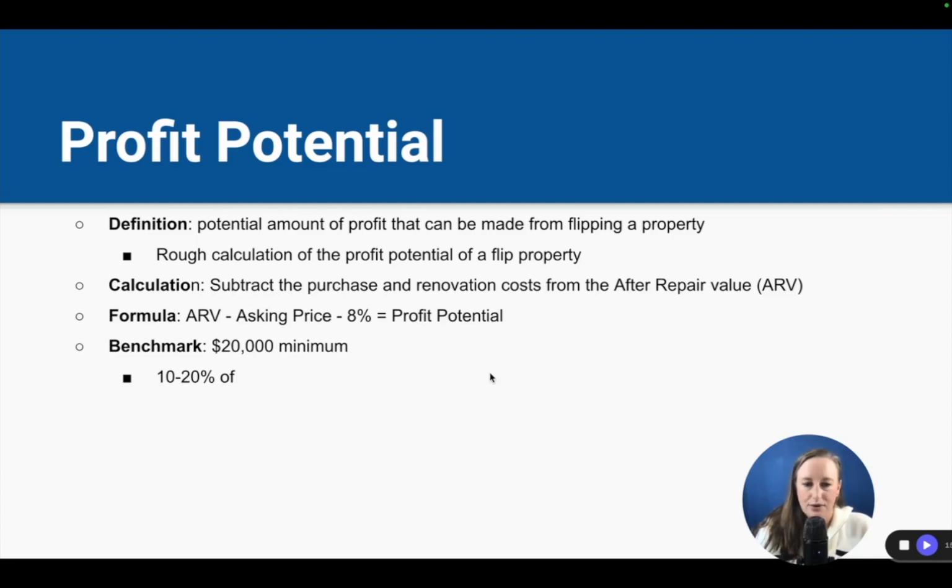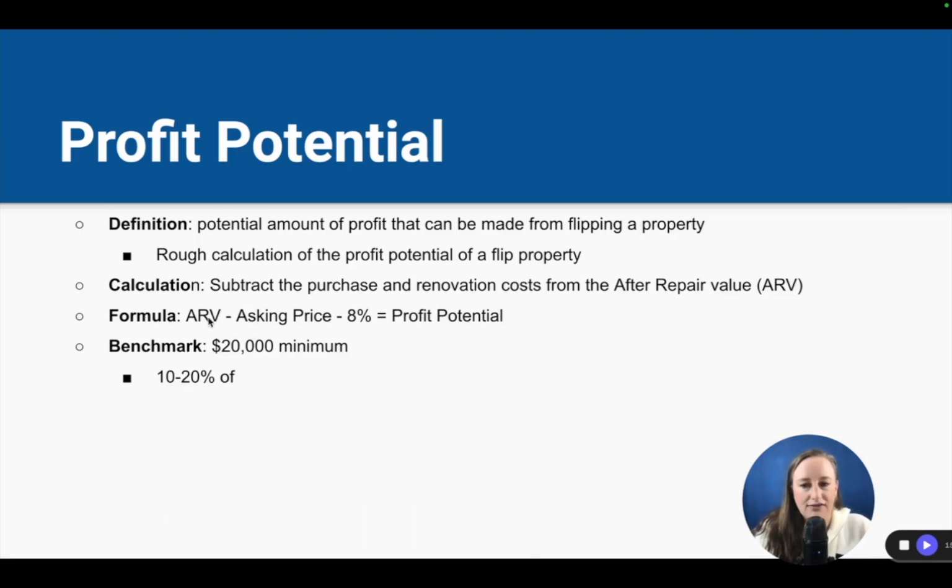Okay. Last thing is profit potential. This is the amount of profit that you can expect from your project, basically a rough calculation of how much money you're expecting to make. You want to subtract your purchase price and renovation costs from your after repair value. So here's how I have this built into the spreadsheet.